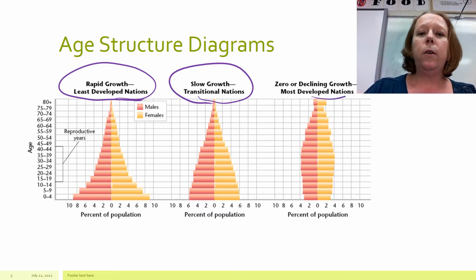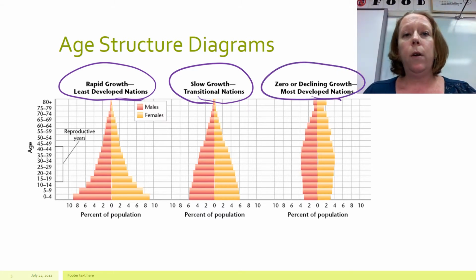And then you have your zero or declining growth populations, which are going to be your developed countries, where the pyramid is a little more shaped like a column, more even up and down, that's going to be your zero population growth situation. Or if the base is actually narrower than, say, the middle of the graph, kind of what we see in this one here, that's when you're going to have declining growth. So you can tell from the shape of the pyramid what type of growth that country is experiencing.